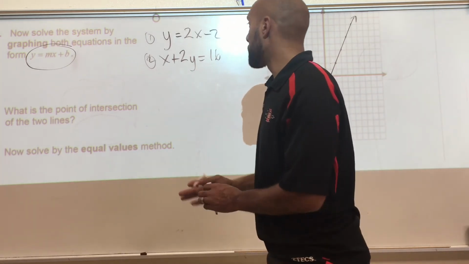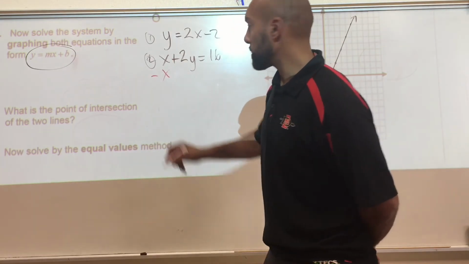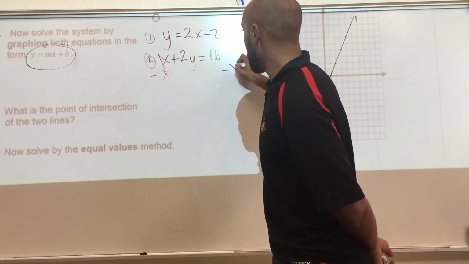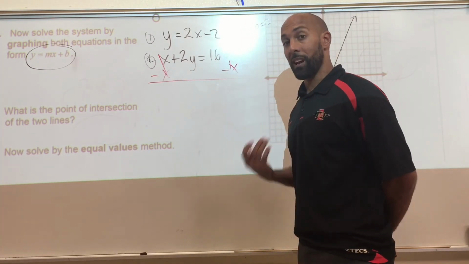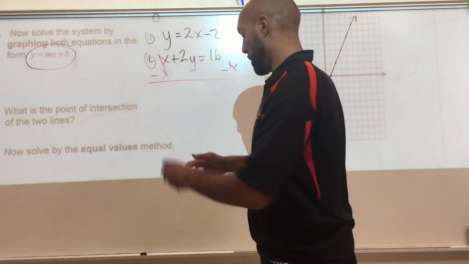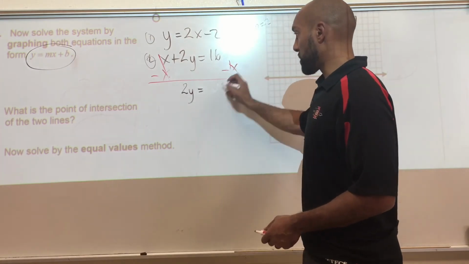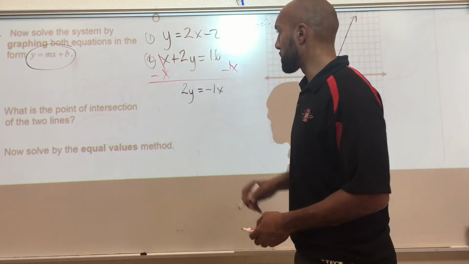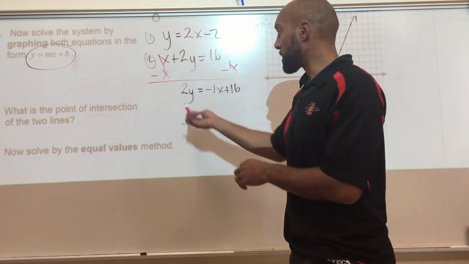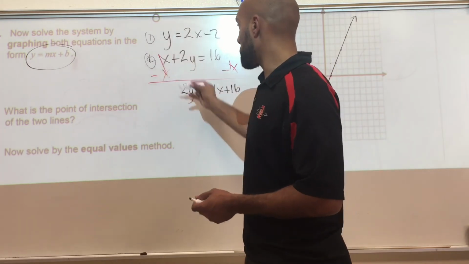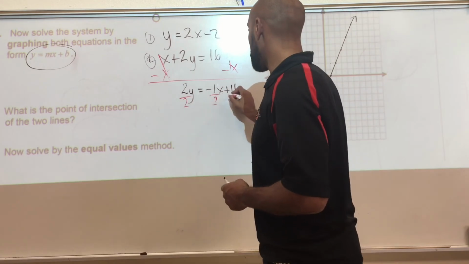So to change that, just like we did in the last notes with graphing inequalities, we're going to take away the x from this side to get it over here. Now remember, I can't do 16 minus 1x, because they're not like terms. I can't combine them. So now we just bring down the 2y, and then the x always goes first, so we have negative 1x, then plus 16. And then to get rid of this 2, in order for it to be just y equals, we divide. And remember, divide all the terms. Divide 2, divide 2.